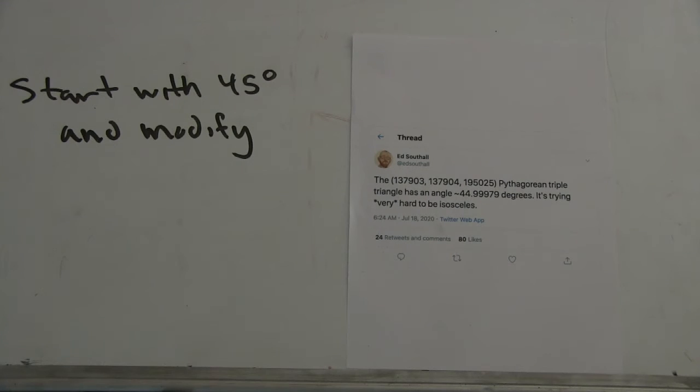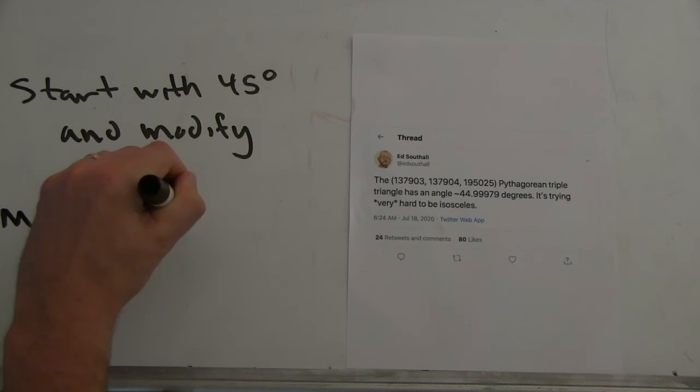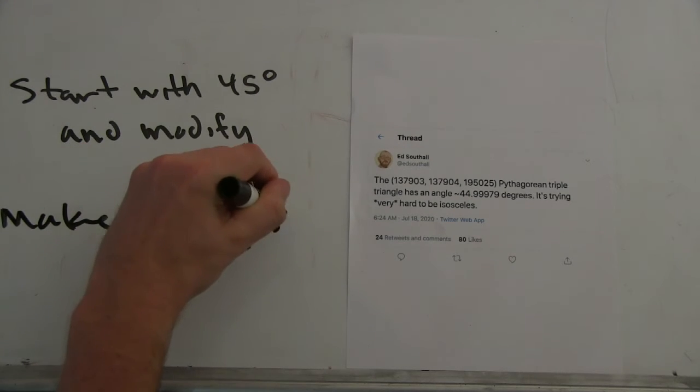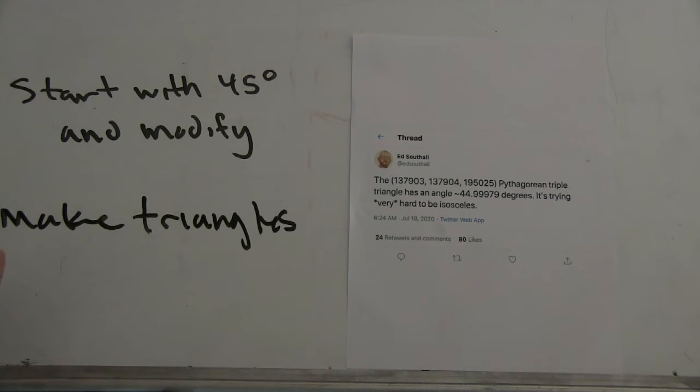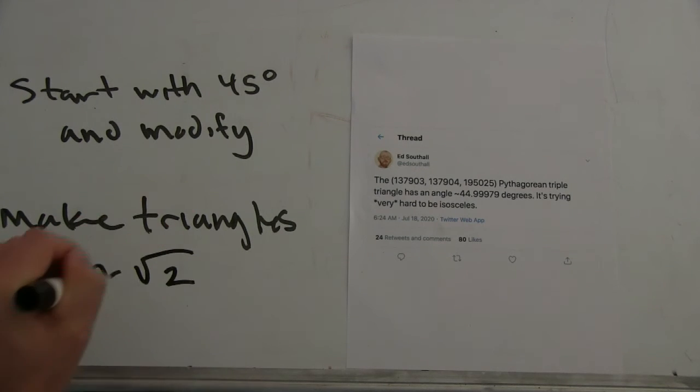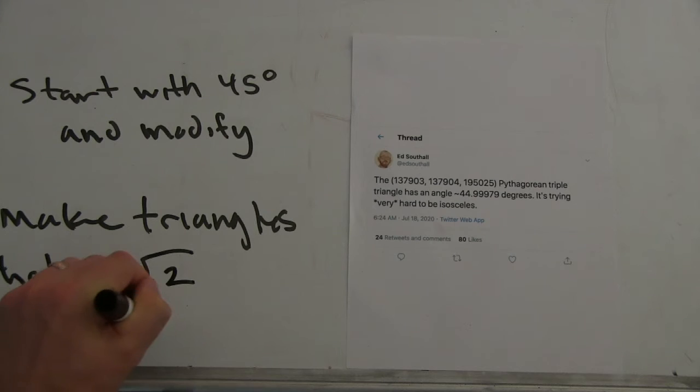Well, you could use approximations for irrational numbers. Like you could make triangles that approximate the square root of 2, or the approximation of square root of 2 multiplied by some powers of 10. Okay. Make triangles that approximate the square root of 2 somehow.